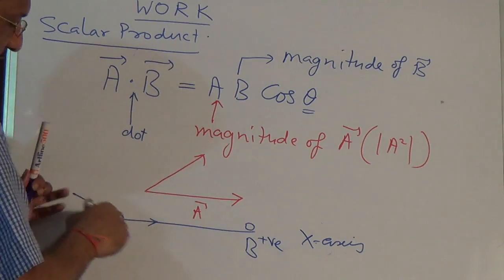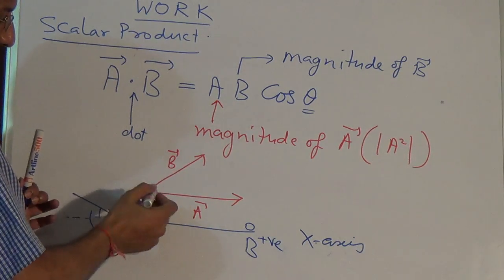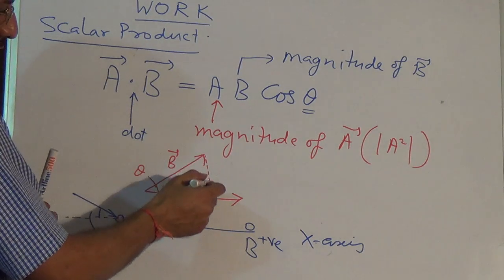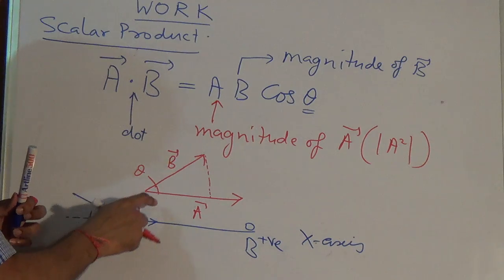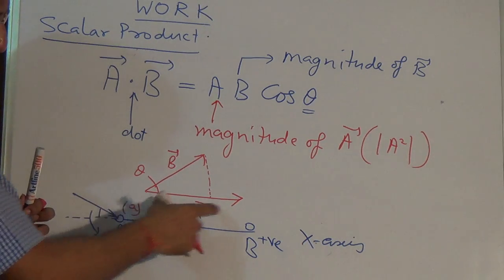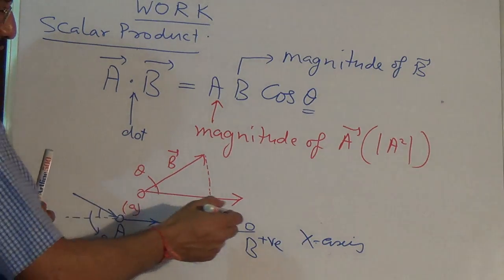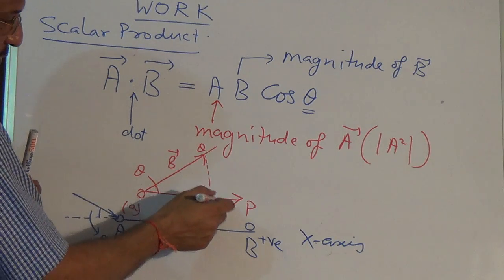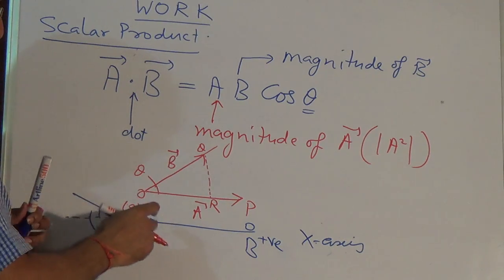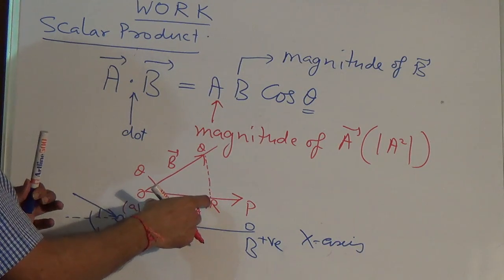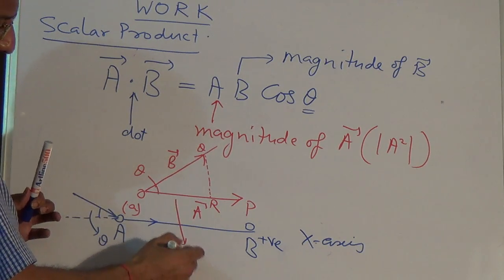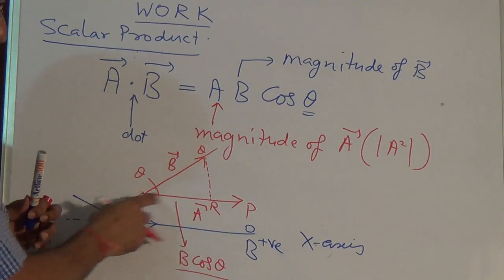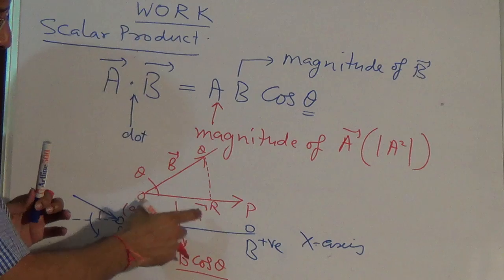For example, this vector B is making an angle theta with this vector A, and this is the projection, the projection of vector B on the vector A. If I say this is O, A, O, P, and this is further O, Q, and this one is R, then QR is perpendicular on OP. So this distance is equivalent to B cos theta. B cos theta means the projection of vector B on OP, on vector A along this direction. So this is the projection.